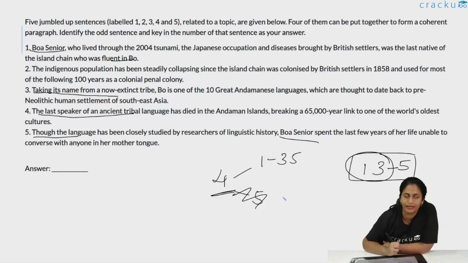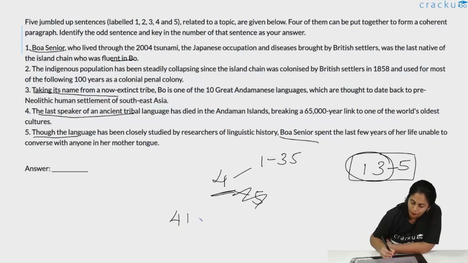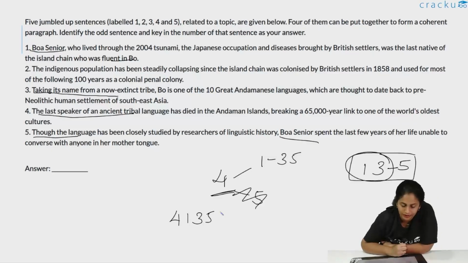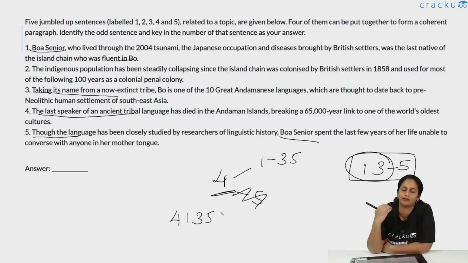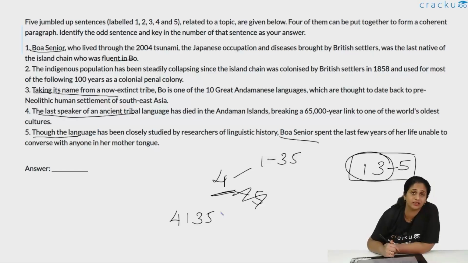So this can be eliminated. The order of the sentences to form a coherent paragraph becomes 4, 1, 3, 5. 2, which talks about the population collapse, is not at all related to the topic of how the Bo language went extinct, how Boa Senior was the last person who spoke the language, how though it was studied, there was nobody else who really spoke it. So all the other sentences speak about the extinction of the language. 2 talks about the general population demographics of the island, which is not related to the extinction of the language as such. So 2 is the odd one out.